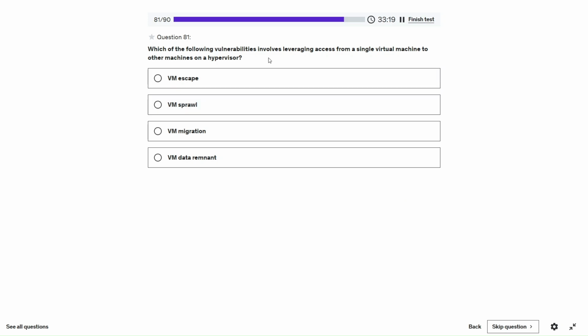Which of the following vulnerability involves leverage access from a single virtual machine to other machine? Whenever you try to shift from one virtual machine to another virtual machine as an attacker, which is a critical threat, it is known as VM escape.